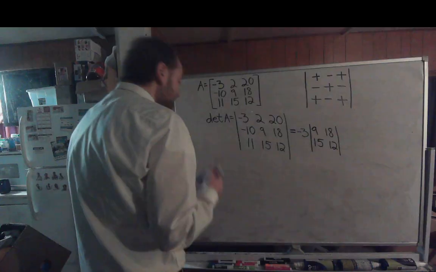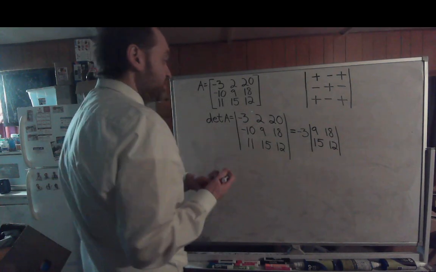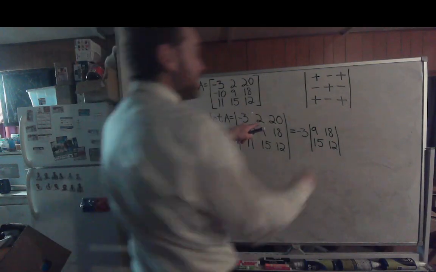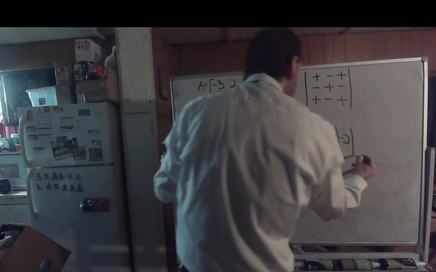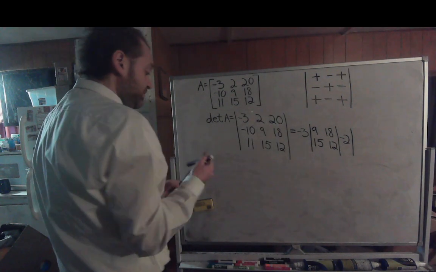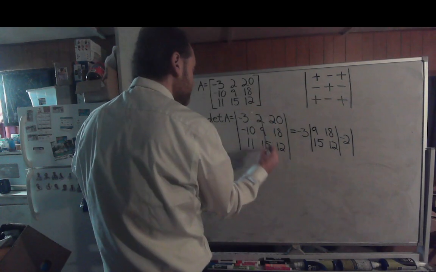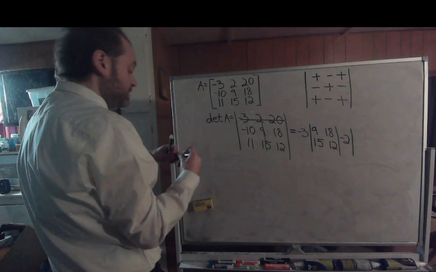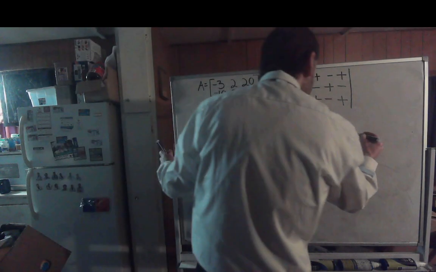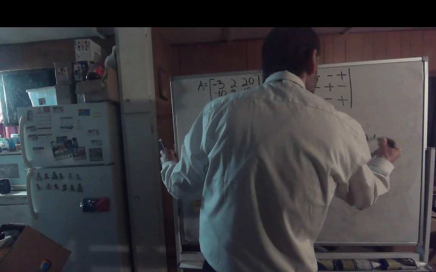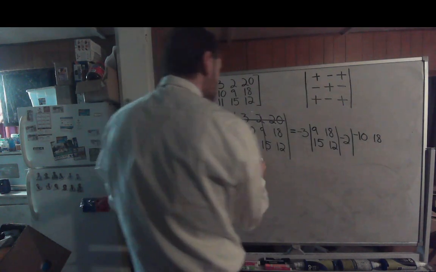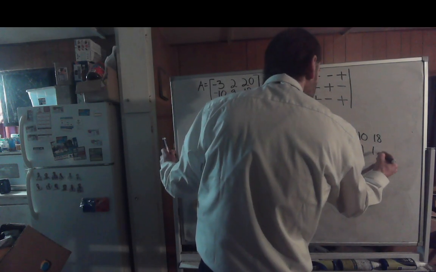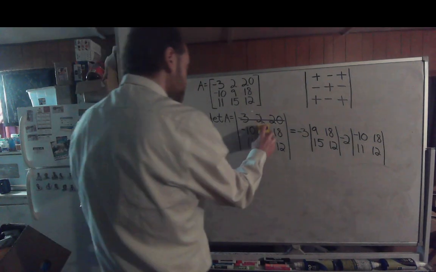Alright, next we're going to deal with that coefficient of 2. We have a positive 2, but according to my coefficient matrix, we need to take negative of positive 2, which would be -2. So we have that -2 times the determinant of what's left over. So strike out the column and row it's in. There's the determinant of what's left. You'll have -10, 18, 11, and 12. Alright, let's rebuild this one more time here.